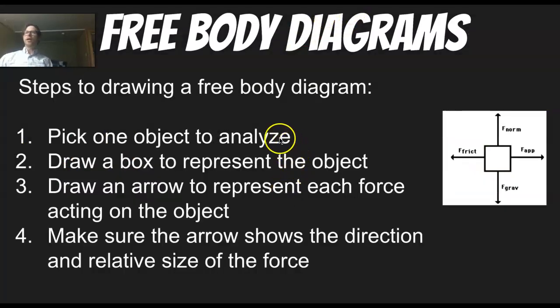And here's how we draw a free body diagram. The first thing that we do is pick the object that we want to analyze. There's some specific object out there. Maybe it's a box, maybe it's a ball, maybe it's an entire airplane that we want to analyze. We're going to just draw a square, a box that represents that object. And then we draw an arrow to represent each force acting on the object. This is a key point: make sure the arrow shows the direction and relative size of the force. Relative meaning that if there's more force in one direction than the opposite direction, the one where the force is greater should be longer and the other one should be shorter. That's how we can use them to figure out what's going on.